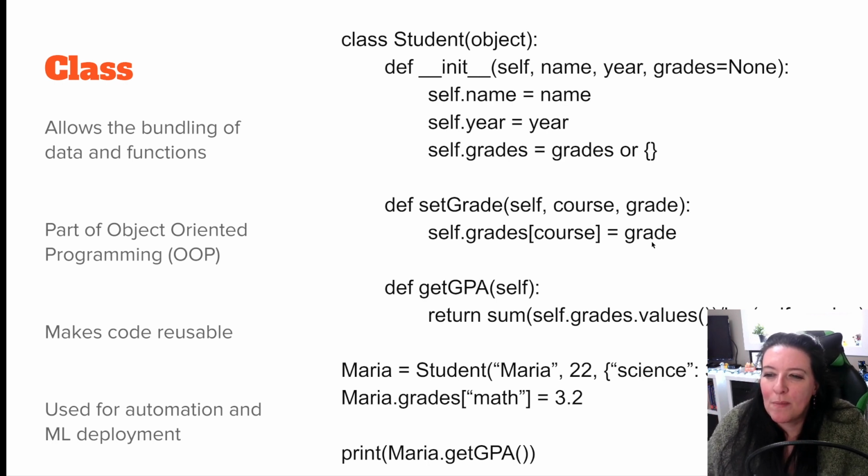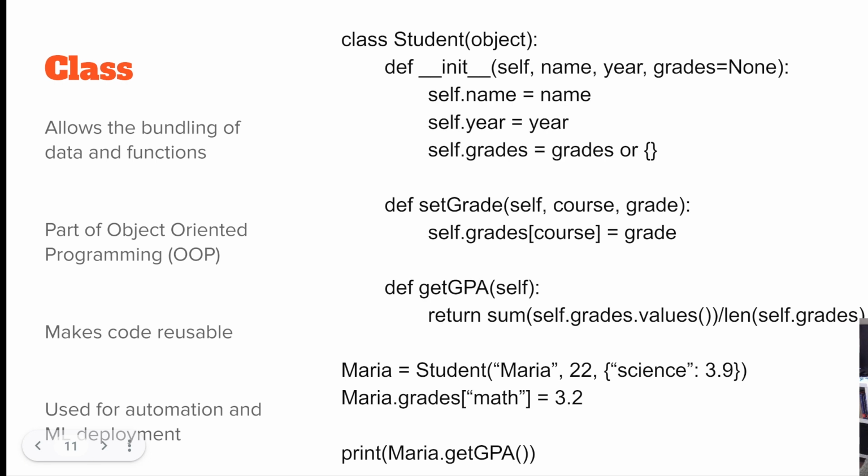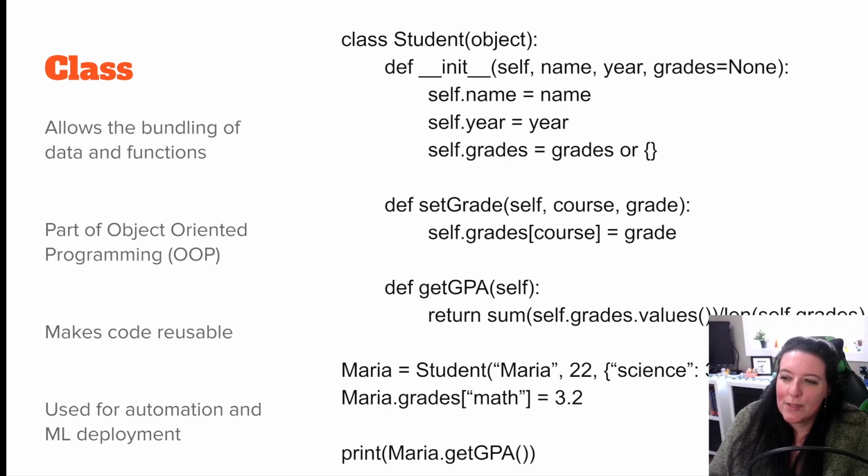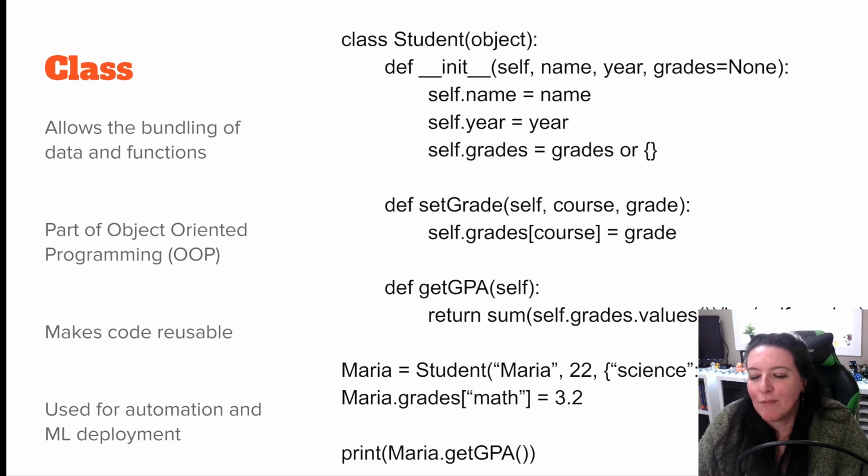We can also pull from this system their GPA. So we define get GPA, and here it just has self. We can ask for the GPA for a particular student, and it's going to return the sum of all of the grades. That's self.grades. It's going to take the values from those grades and divide by len, the length, the number of grades that we have for it. So it's going to take the grades and find the average.